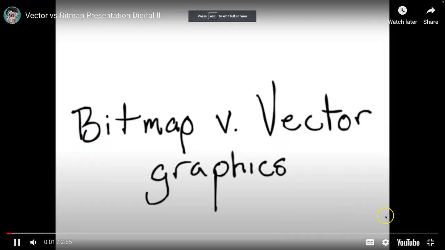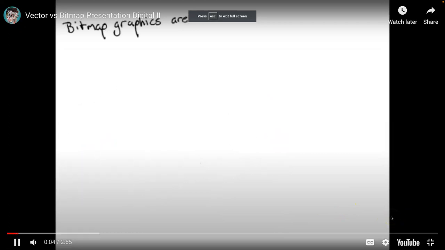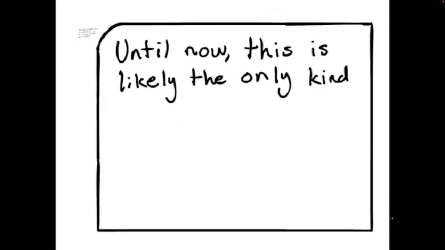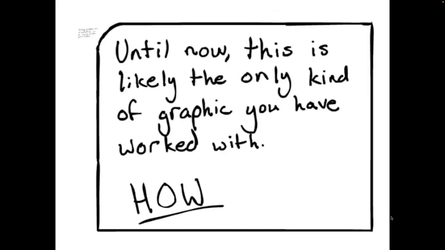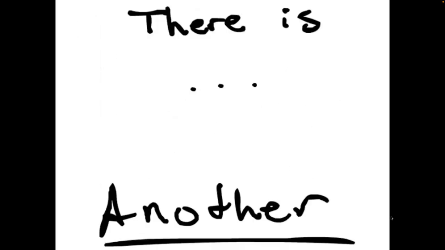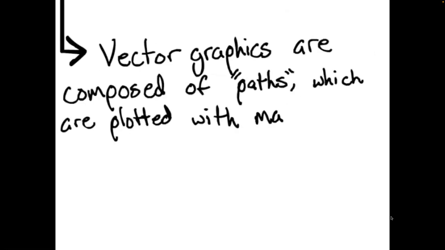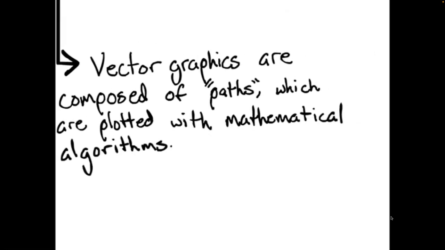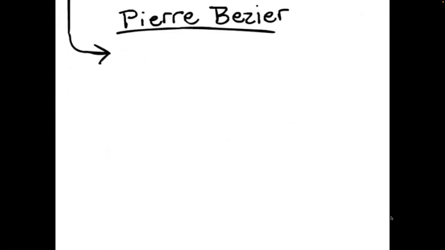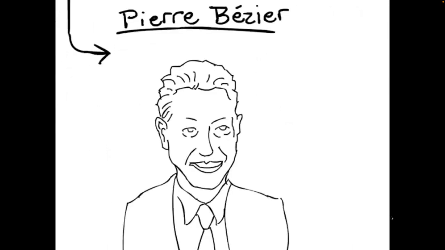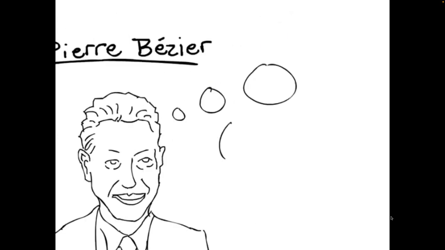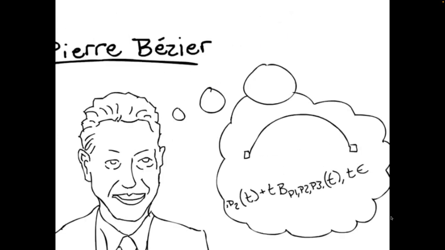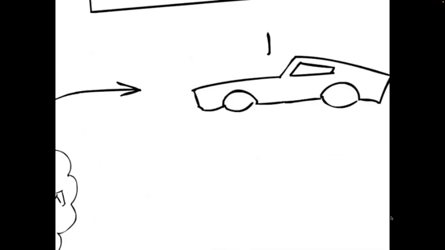Bitmaps versus vector graphics. Bitmaps are a collection or an array of bits, which are also known as pixels. Up until now, this is likely the only kind of graphic you've ever worked with. However, there is another. Vector graphics are paths which are plotted through mathematical algorithms. The method of using these algorithms was spearheaded by a man named Pierre Bézier. Pierre was a French engineer, and he had an idea. He came up with a way of using de Casteljau's algorithms to plot any curve between two or more points, and those curves could in turn be used for any number of industrial applications.